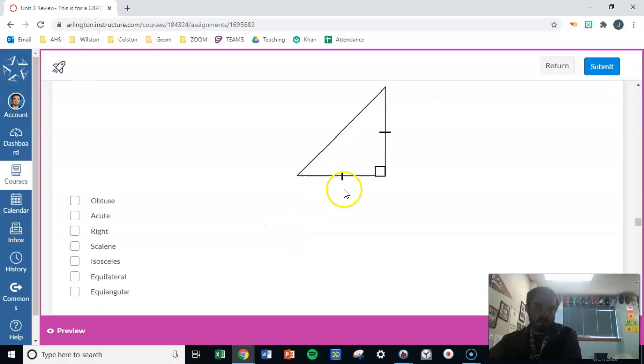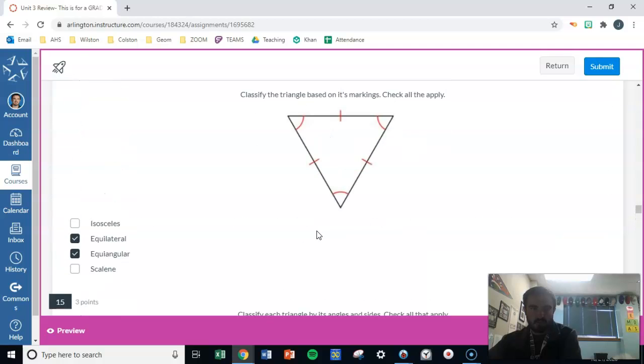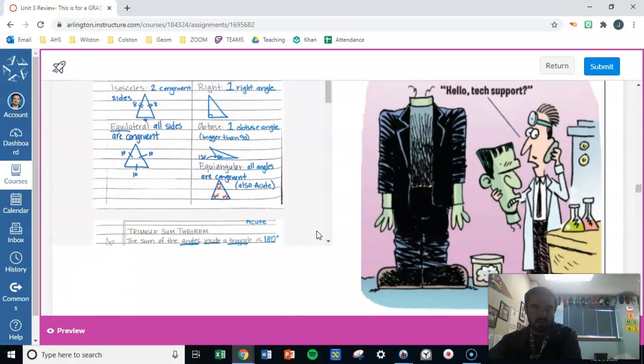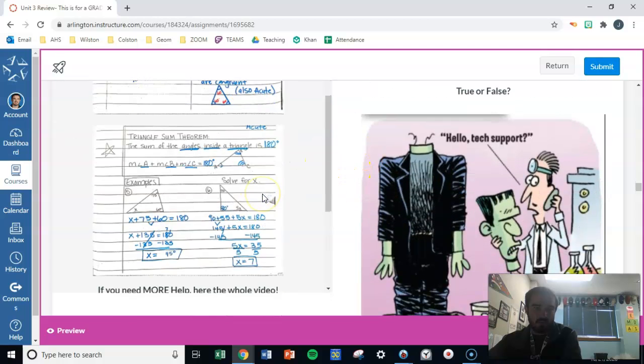What about this one? Well, we have a right triangle because there's a right angle. And 2 of our sides are congruent, so we have an isosceles triangle. This would be called a right isosceles triangle. Cool. So guys, if you're struggling with this, just look up here. And you could use this on your test, people.